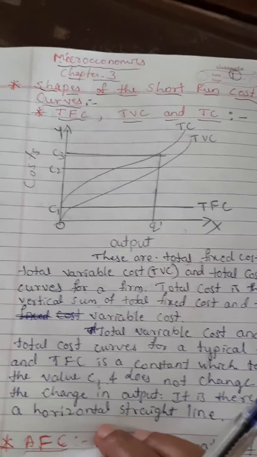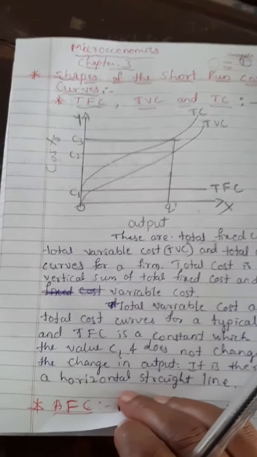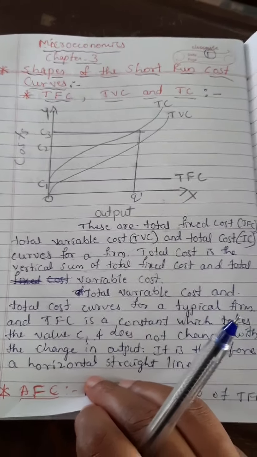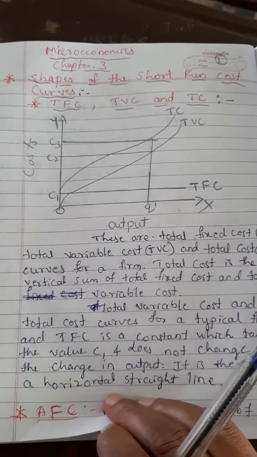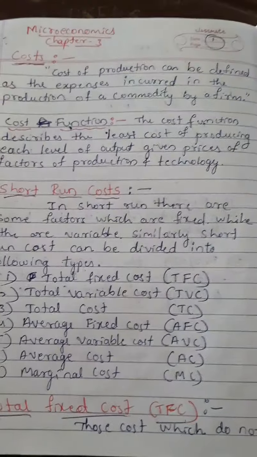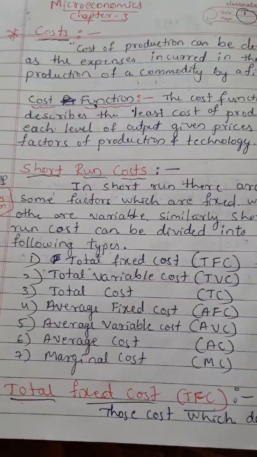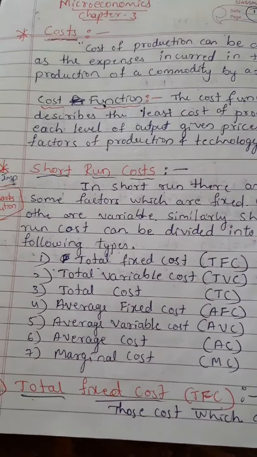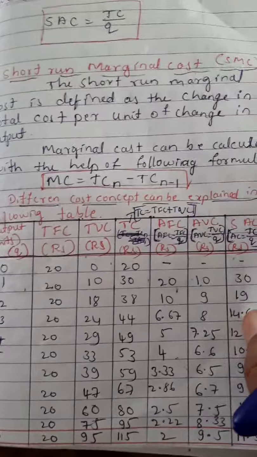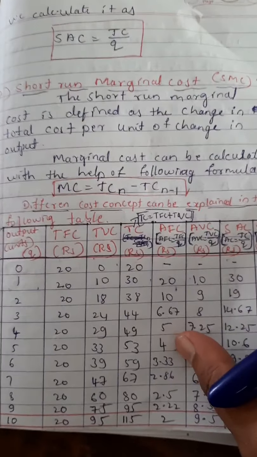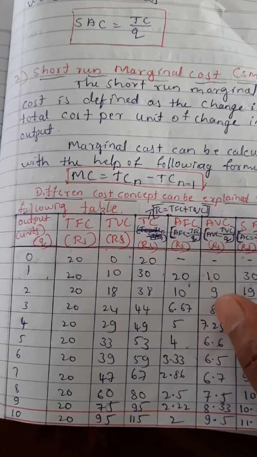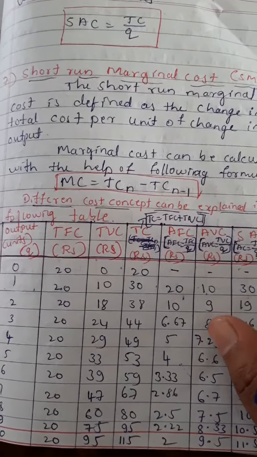Hello students. Today we are discussing the microeconomics third chapter, the important concept, the shapes of the short run cost curve. In the last video we discussed the cost function and the short run cost concepts, and this table is very important. In this video we are discussing the shape of the short run cost concepts.